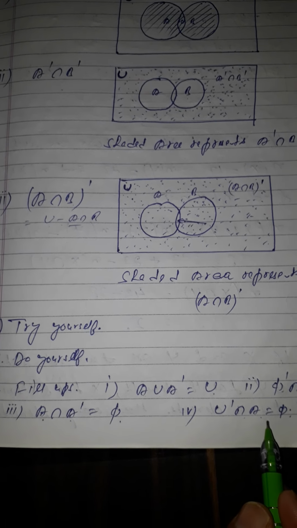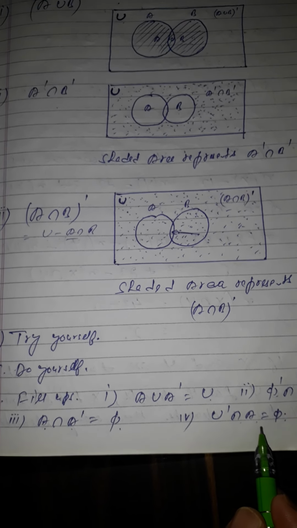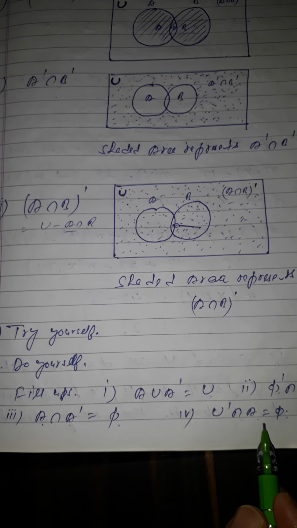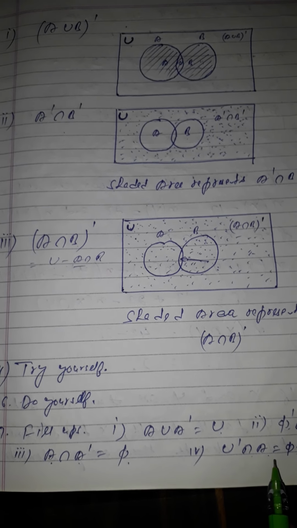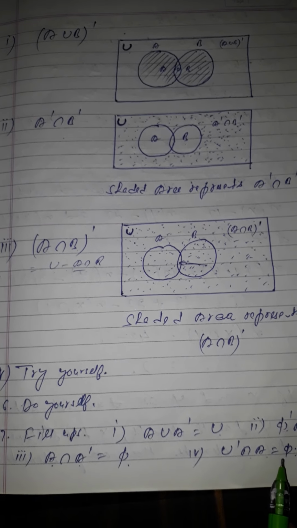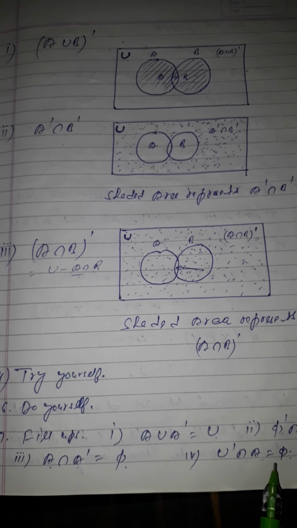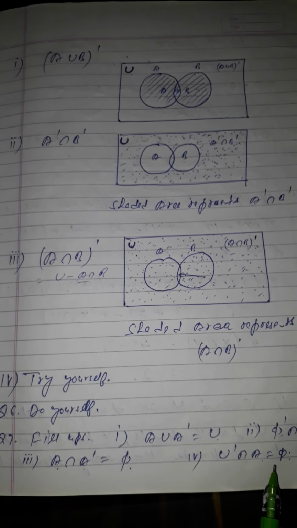So these are some fill-ups that I have done here. Do these fill-ups also students. With that question, your exercise 1.4 is over, where we have mainly done two things in this exercise. One is the complement of a set, the second one is De Morgan's law students.